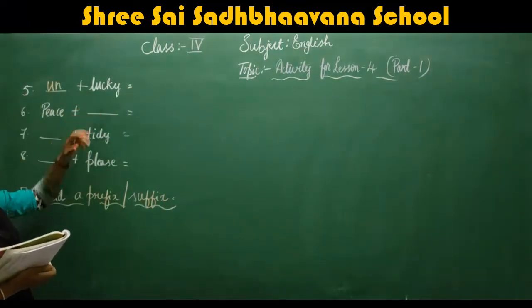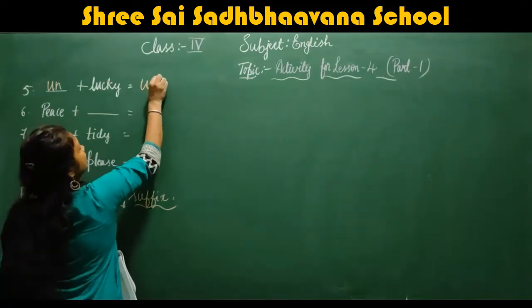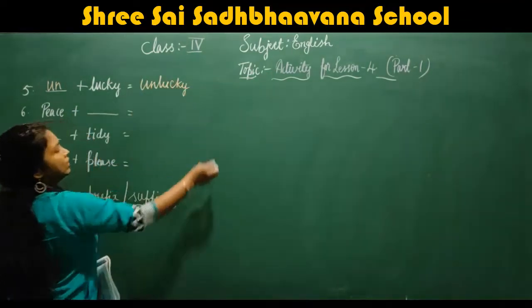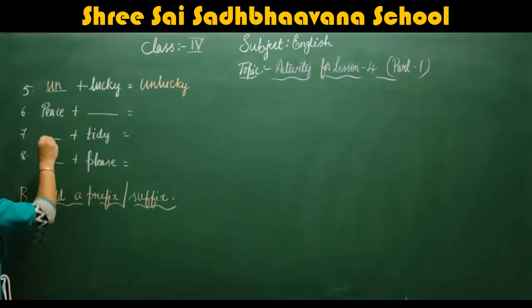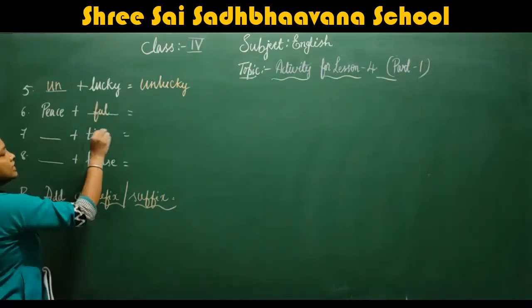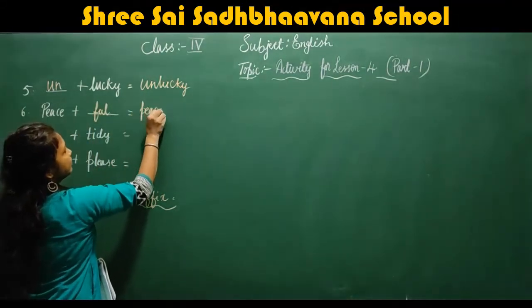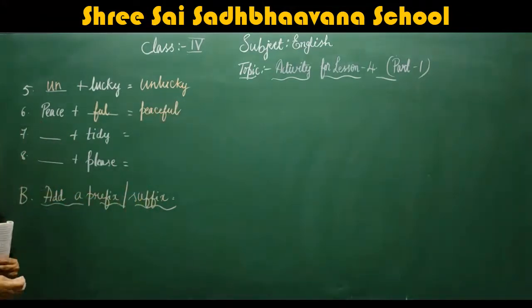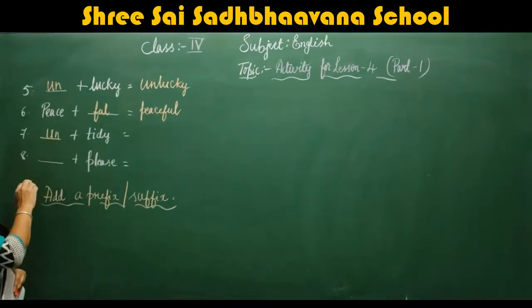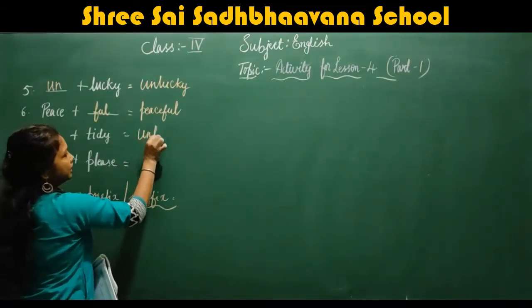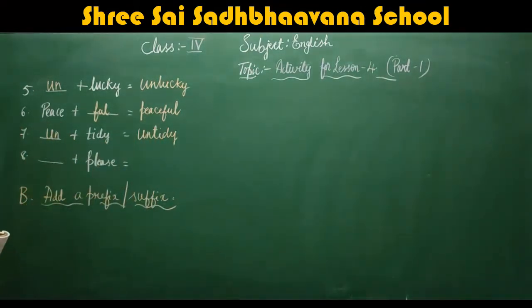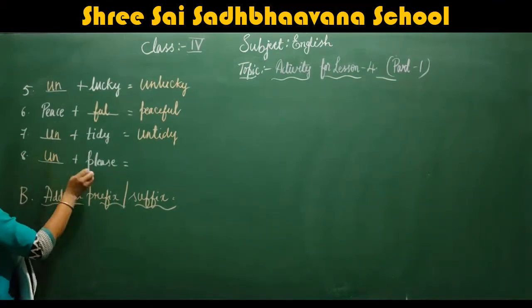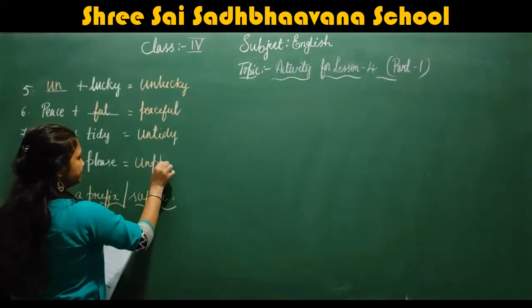Un plus lucky is equal to unlucky. Now next, peace plus full is equal to peaceful. Next, un plus tidy. Here, un is a prefix. Un plus tidy, untidy. Okay, next, un plus peace, unpleased.